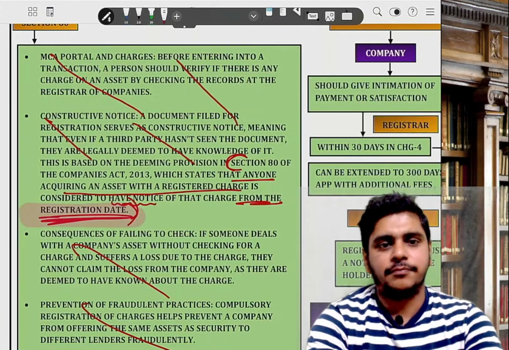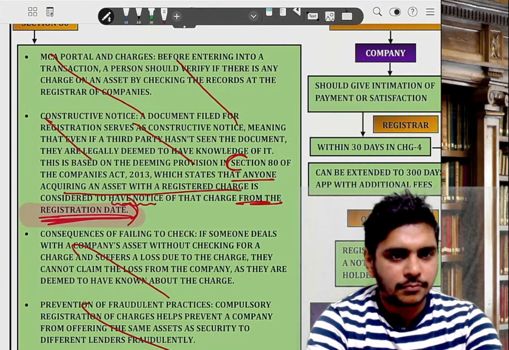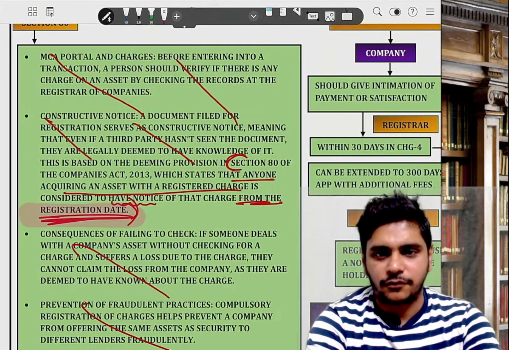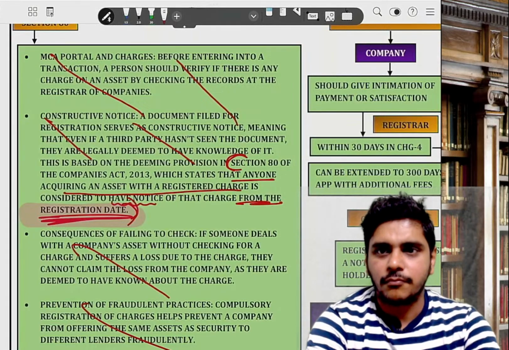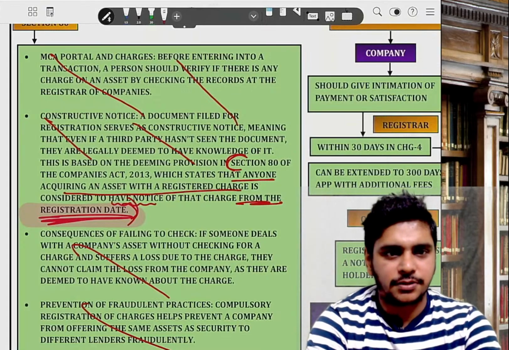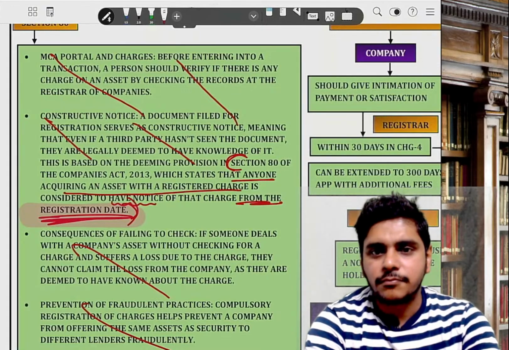From which date? Can somebody tell me? From which date will he have the date of notice of charge? The buyer will have notice of charge, guys, from which date? Can you tell me?